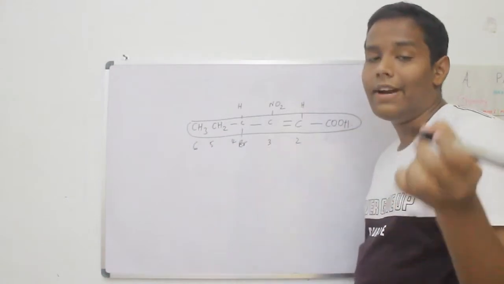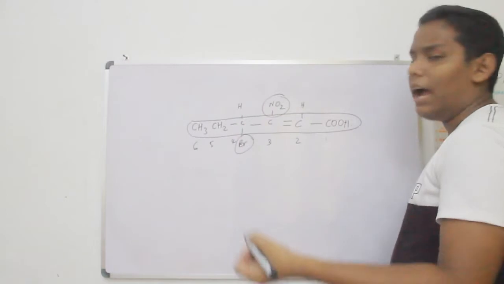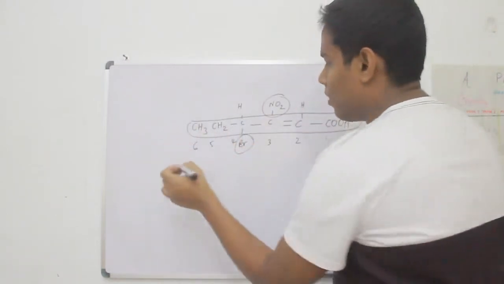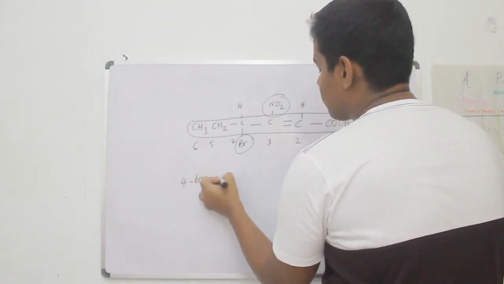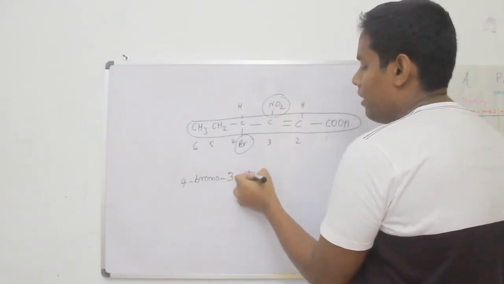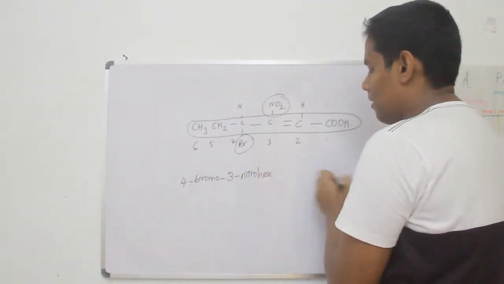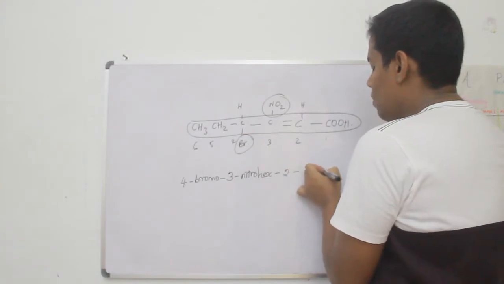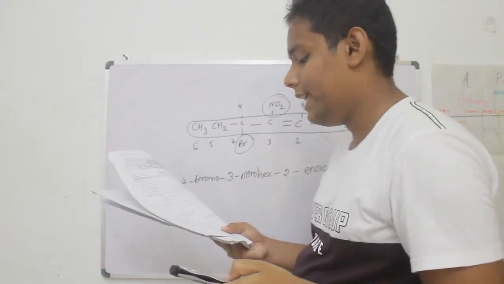Then you have to identify what the substituent groups are. We have bromine and NO2. Now we have to write the name, and we have to write it according to alphabetical order. So it will be 4-bromo, 3-nitro, hex-2-enoic acid. Hex-2-enoic acid.